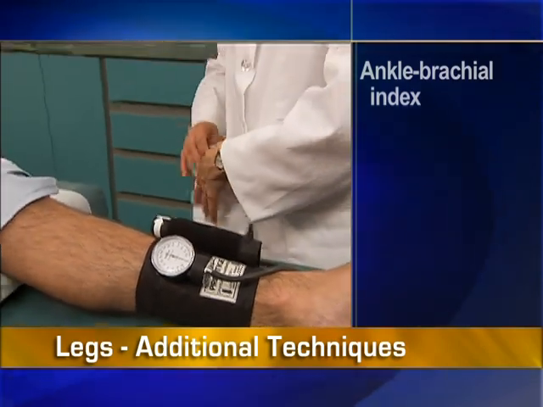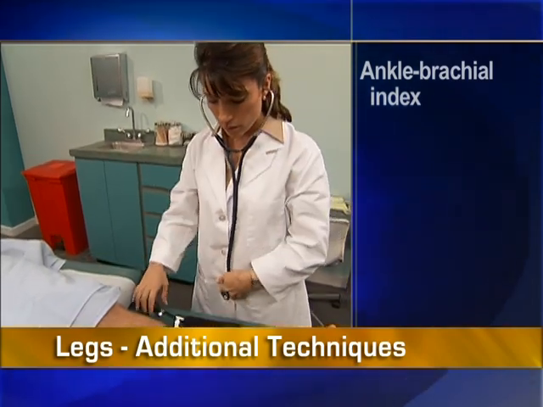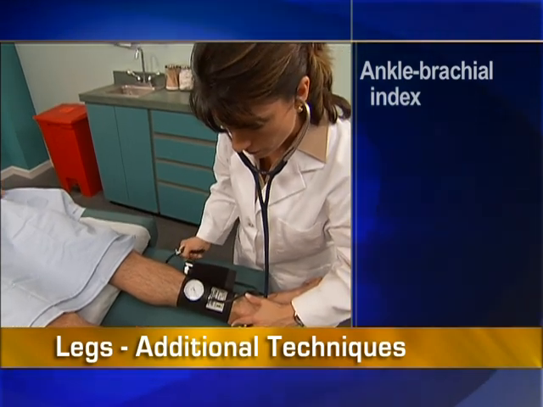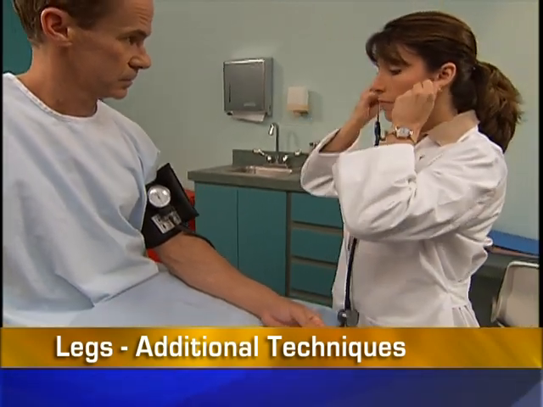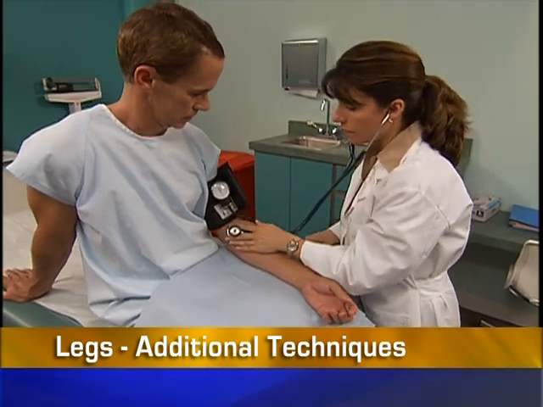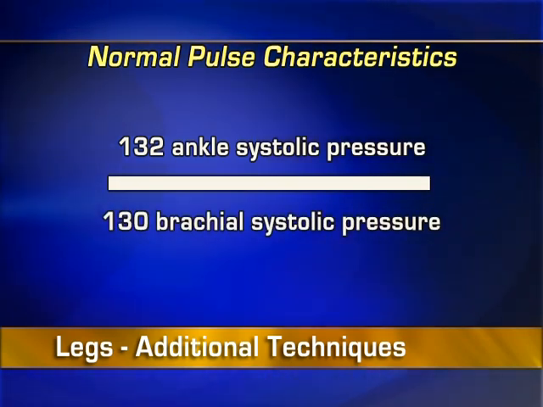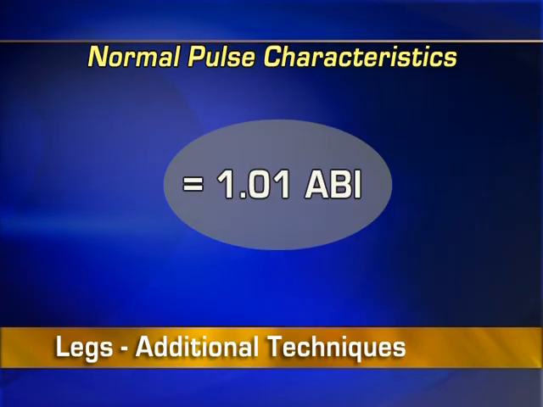To determine the ankle brachial index, place a blood pressure cuff above the ankle and determine the systolic pressure of the posterior tibial or dorsalis pedis artery. Then take the systolic pressure of the brachial artery in both arms and use the higher number. To get the ankle brachial index, divide the ankle systolic pressure by the brachial or arm systolic pressure. The ankle brachial index should fall between 1 and 1.2. An index of 0.9 or less suggests peripheral vascular disease.